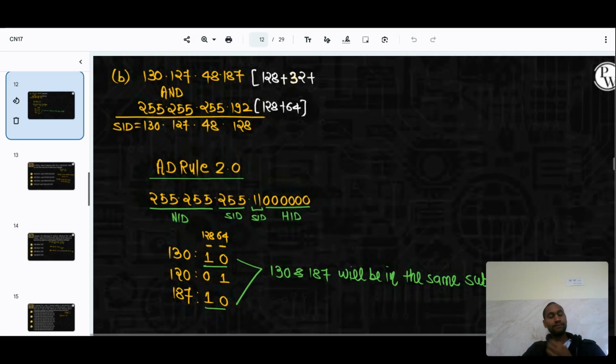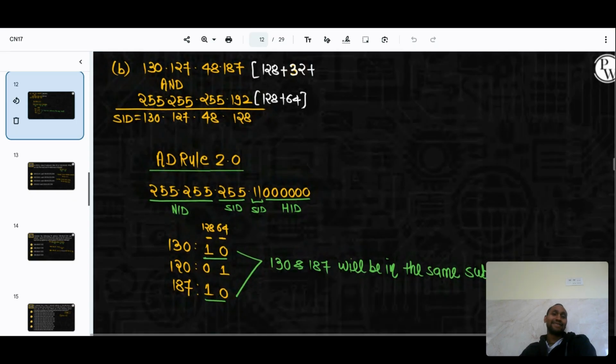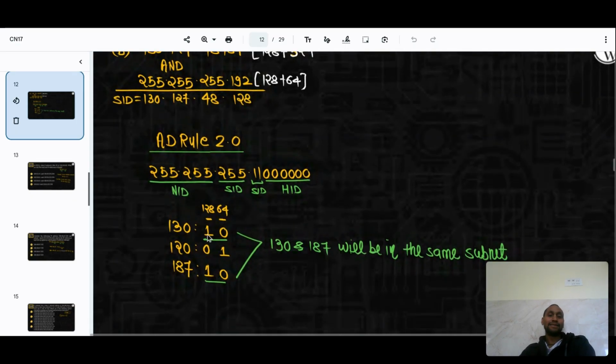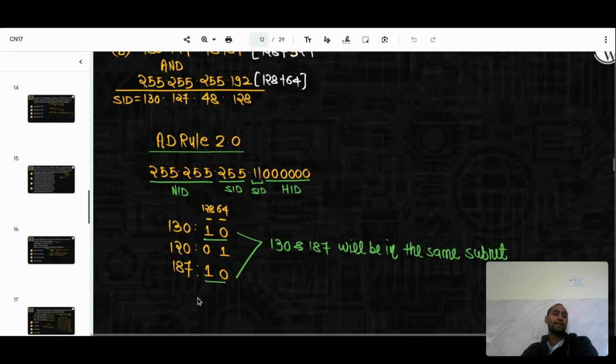128 plus, and next 10. So this is the 1010 part. So 130 and 187 will be in the same subnet.